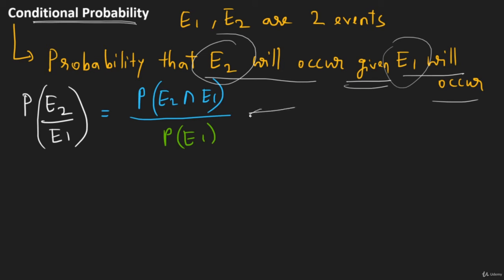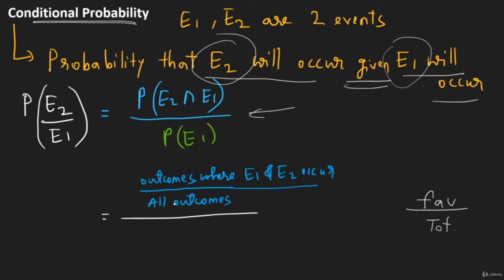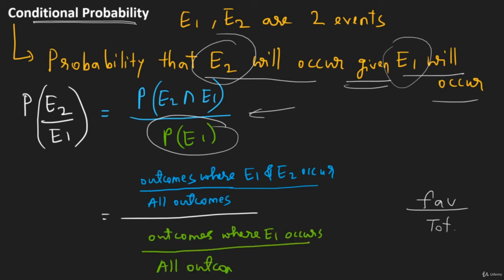Let's try to see how we derive this. What is probability of E2 intersection E1? We know that probability is favorable outcomes divided by total outcomes, right? So probability of E2 intersection E1 is the same as outcomes where E1 and E2 occur divided by all possible outcomes, right? And what is the probability of E1? That is outcomes where E1 occurs divided by all possible outcomes. And these two can be cancelled, and we are left with outcomes where E1 and E2 occur divided by outcomes where E1 occurs.